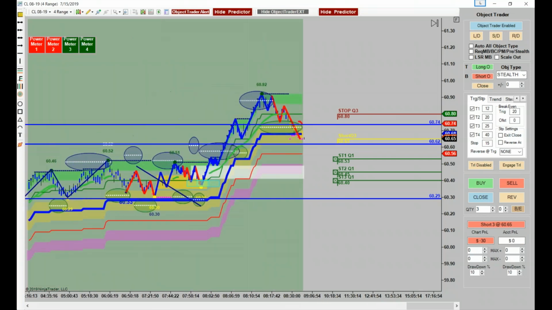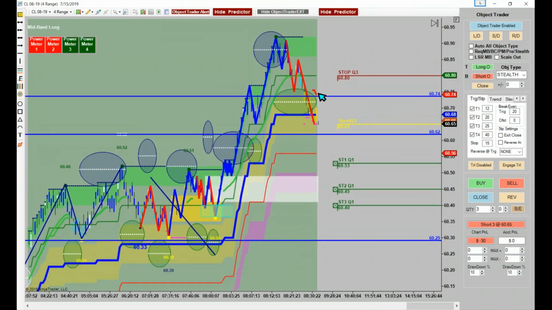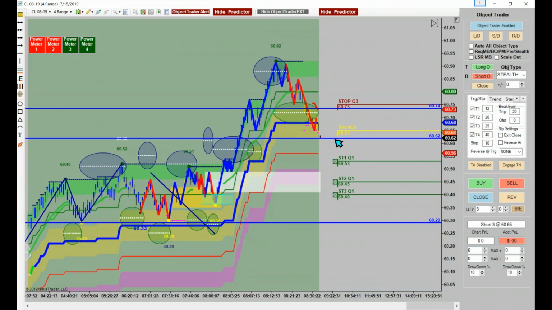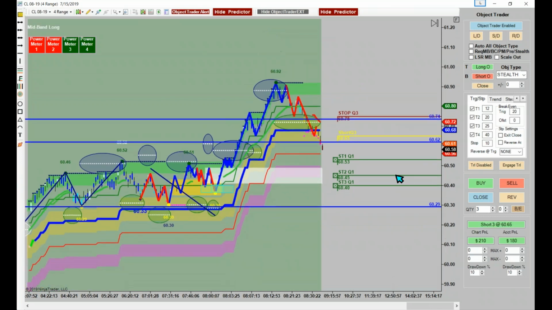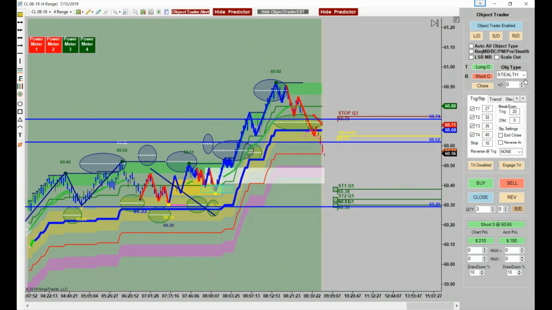Now stealth, if you don't go ahead and take a stealth, you know, just put a nice tight stop in case it decides to come up off this mid band, then what you want to do is wait for a second stealth, but you don't always get them. When they dropped like oil did this morning, you don't get that second stealth. Okay. But that's another tool that we've got in Object Trader that you can definitely trade.